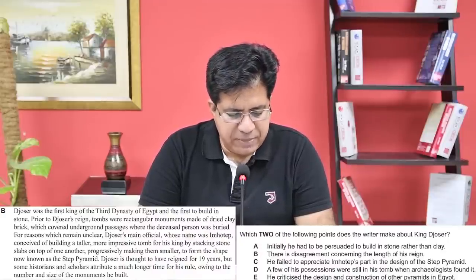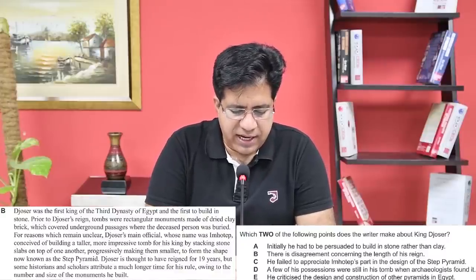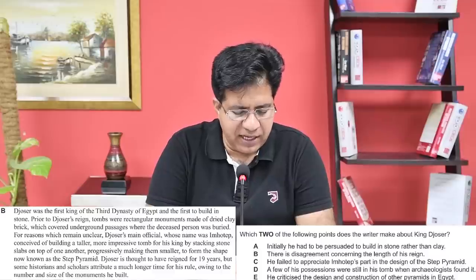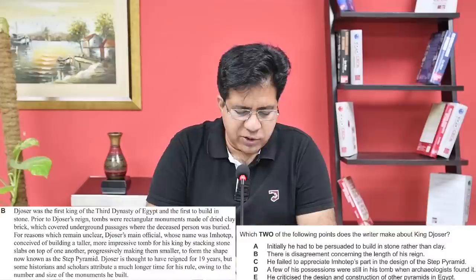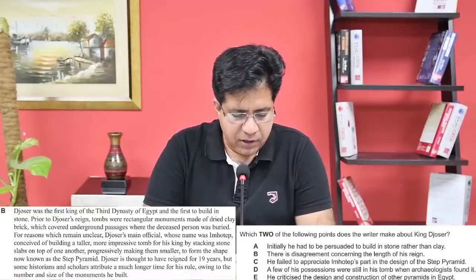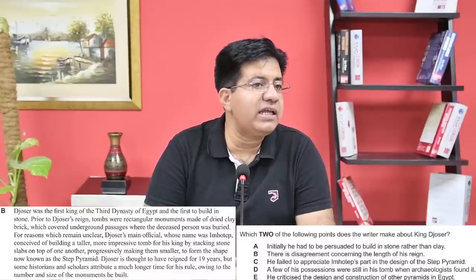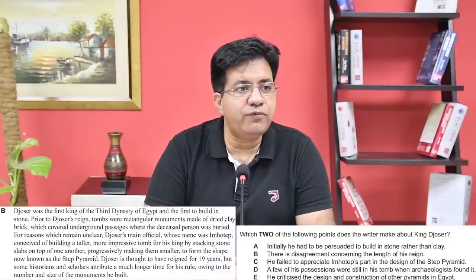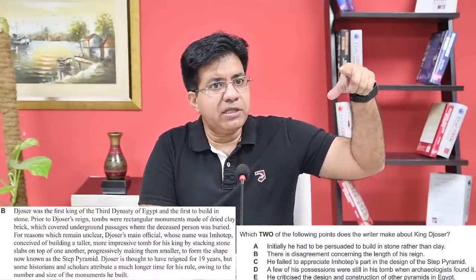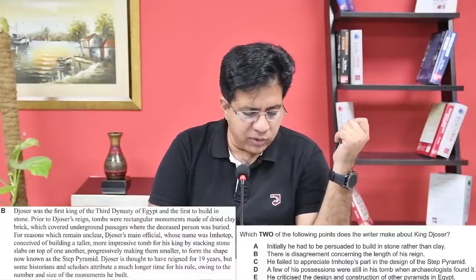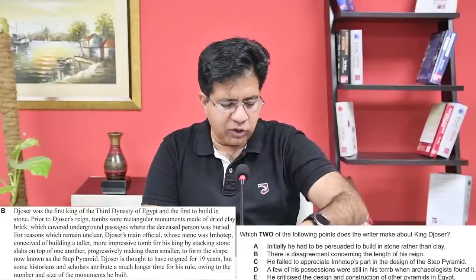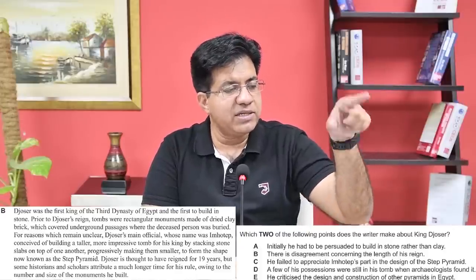Let's start from paragraph B. Djoser was the first king of the third dynasty of Egypt. They talk about him. And then please come to this fourth line: for reasons which remain unclear, Djoser's main official. Found it? We read about that, that they changed the burial structure. Now, please come to third last line: Djoser is thought to have reigned for 19 years. 19 years means his government continued for 19 years, but some historians and scholars attribute a much longer time. Commonly people believe 19 years, but some people think it was much longer for his rule, owing to the number and size of the monuments he built. So they talked about rectangular and all that. Then they talked about the taller buildings. And then they talked about the reign of Djoser, 19 years. But some people believe it was much longer.